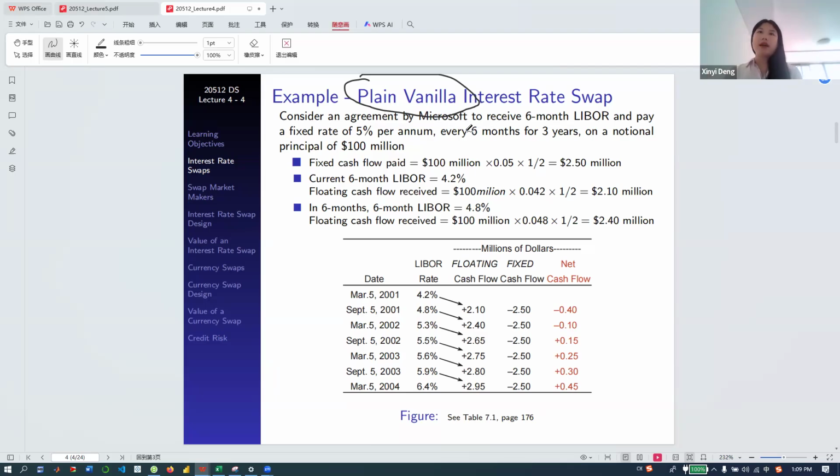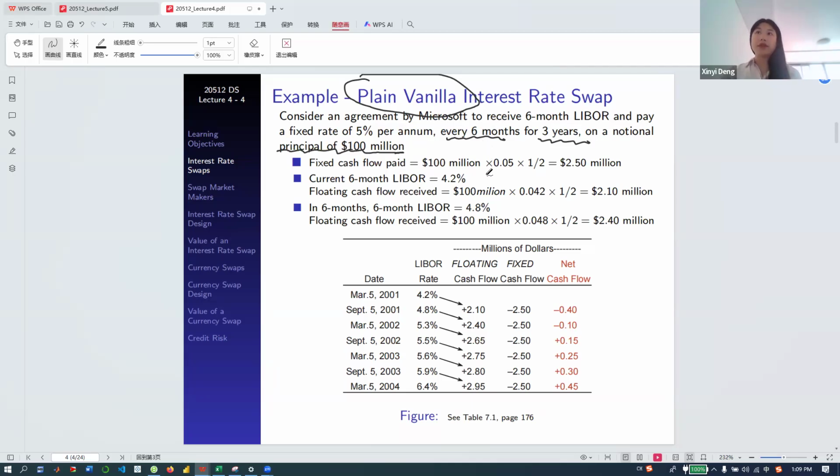And the example here is that you have Microsoft agree to receive 6 months LIBOR and pay a fixed rate of 5% per annum. And that payment occurs every 6 months for 3 years. And also we have this notional principal of 100 mils.